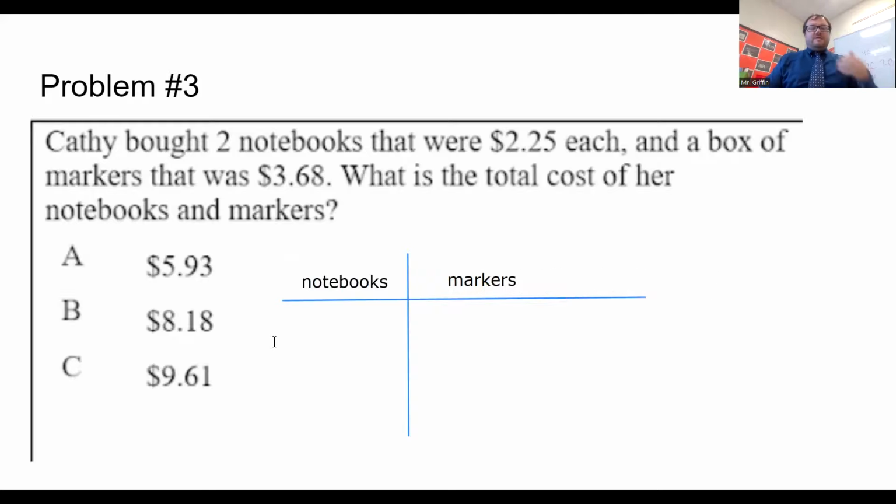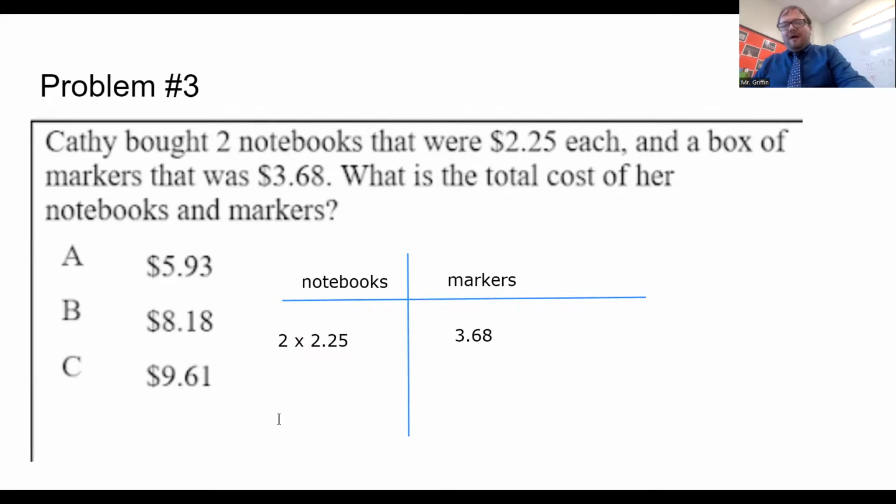So when I look, I see notebooks. She bought 2 notebooks. I'm going to go ahead and use the number 2. And they were $2.25 each. So 2 times 2.25. And then markers, she just bought 1 box, so I'm just going to put $3.68 here. All right. So then I need to figure out how much she paid for the notebooks total. I can do that 1 or 2 ways, but I'm going to just stick with my multiplication for now.